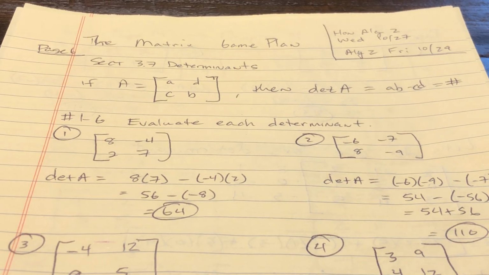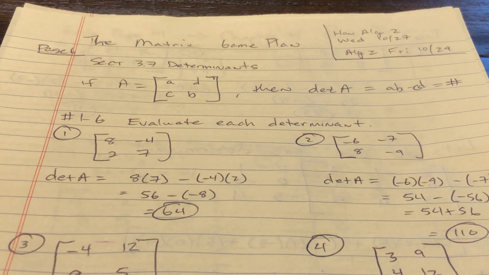Whether you're in Honors Algebra 2 and you're watching this on Wednesday, October the 27th, or you're in Algebra 2 and you're watching this on Friday the 29th, we are on page 6 of Chapter 3, Part 2, the matrix game plan. We're talking about determinants. A determinant is a number that is used to describe a matrix, and it's going to be very important for solving systems later on. Again, this is page 6 in your game plan.